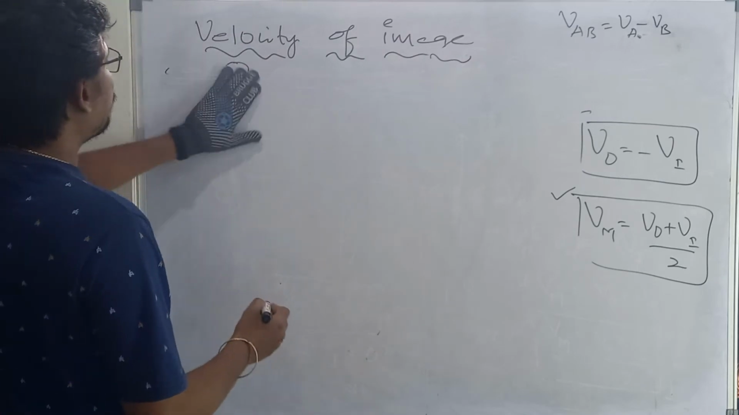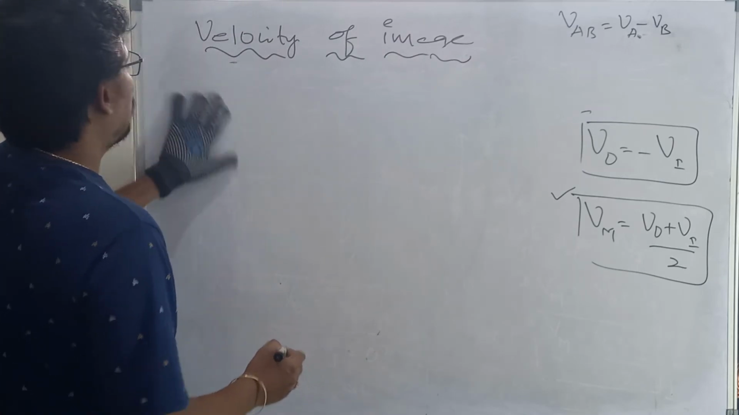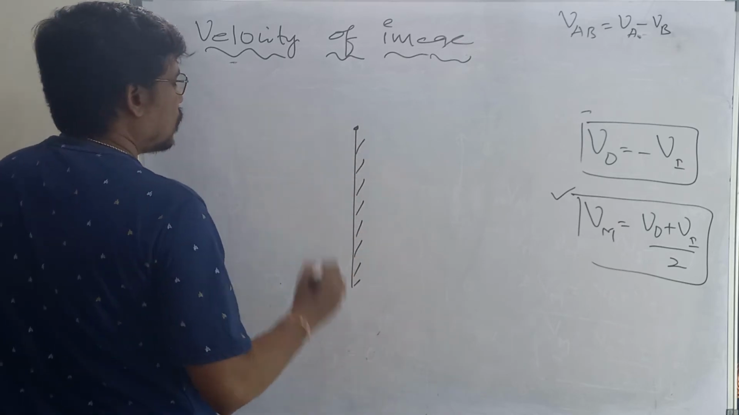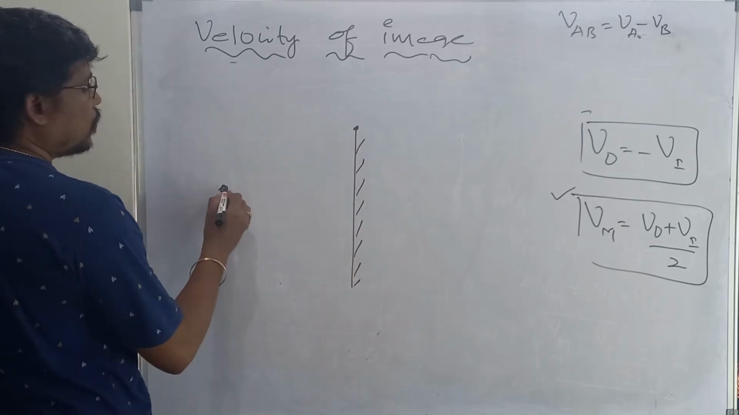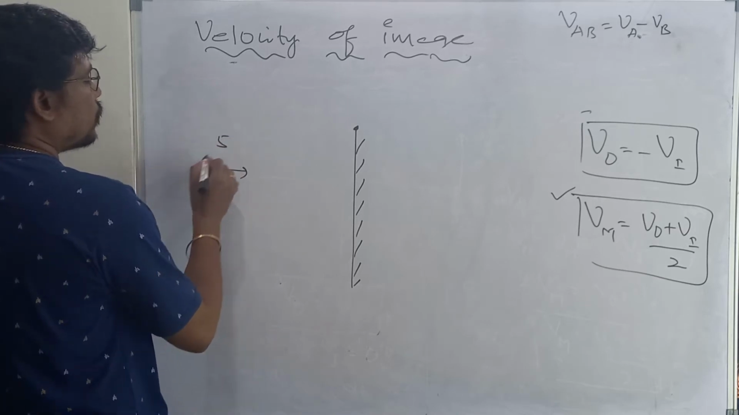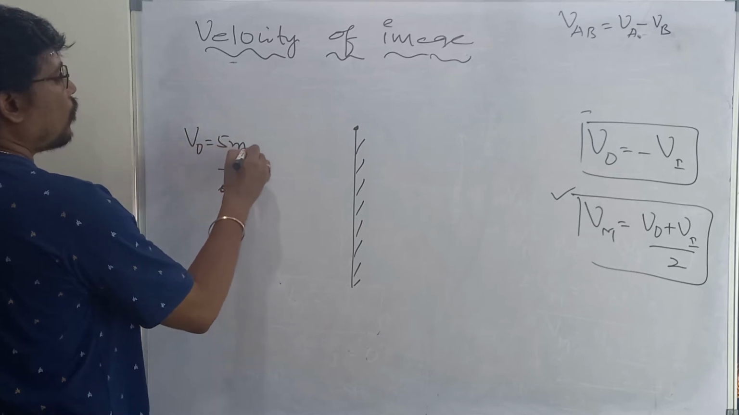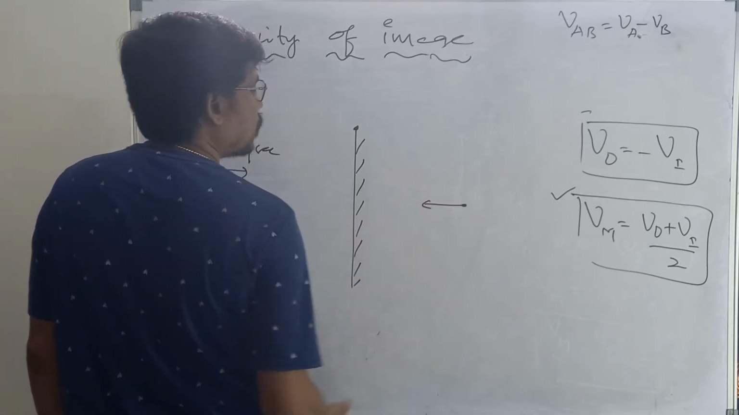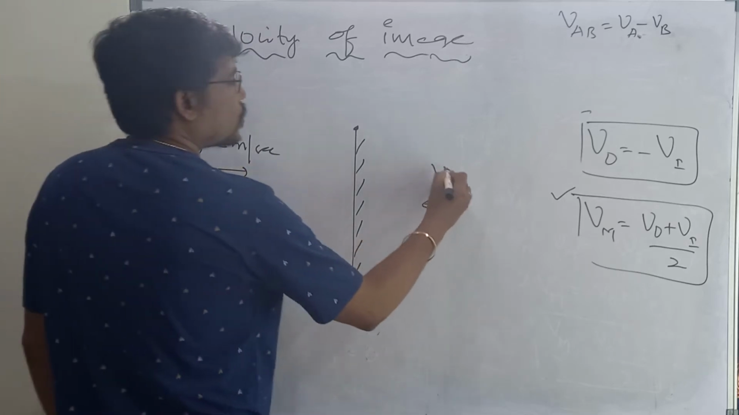Suppose, let us consider a mirror. Now here we have an object. The object is moving with a speed of V naught equal to 5 meter per second. Then what happens to the image?